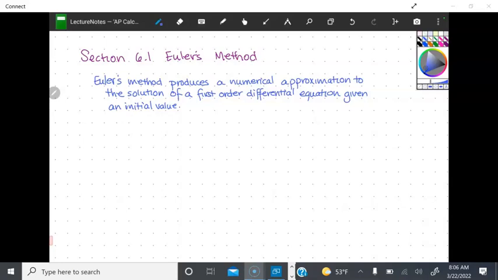And we looked at one way of solving differential equations, which was separation of variables. That was on your last test. But what if you can't solve it? Because not all differential equations have a nice solution. Well, if you can't solve it, but you still need to find a value for the equation at a certain point, Euler's method does it for us.